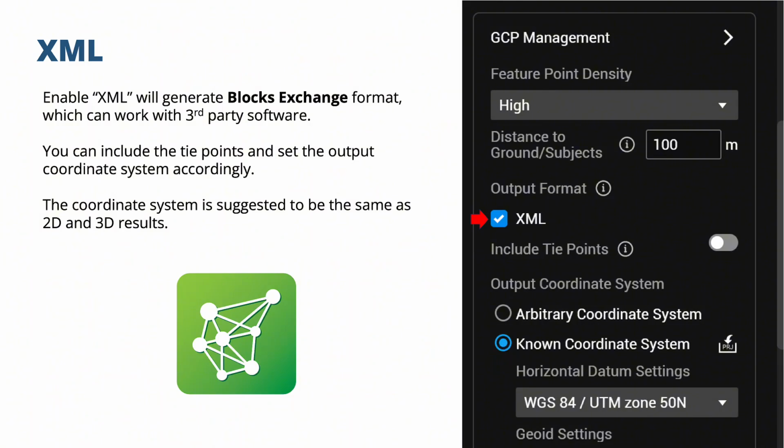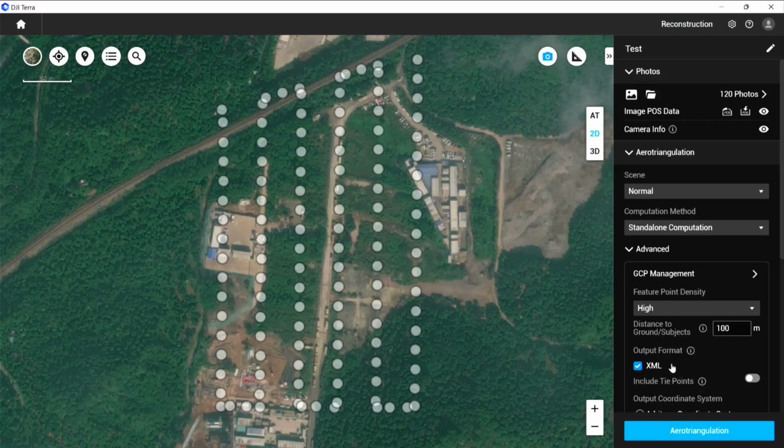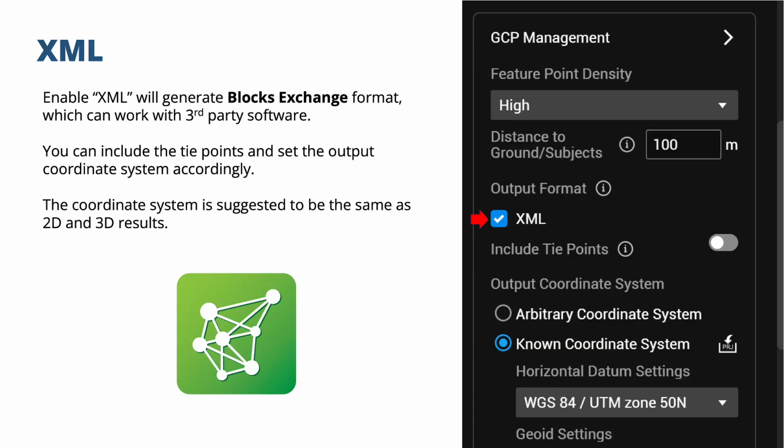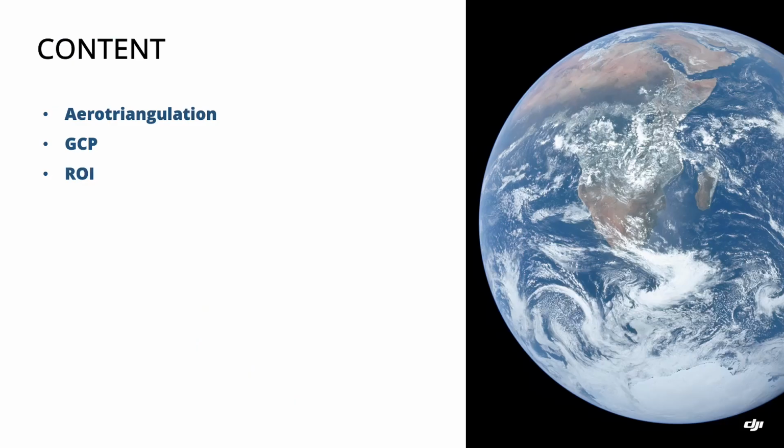The output result of the aerotriangulation will be in DJI Terra format by default. You can enable XML, which will generate the blocks exchange format, and you can define its coordinate system to work with third-party model repair software. It is recommended that the coordinate system be consistent with the 2D and 3D reconstruction coordinate systems. Next, we are going to talk about GCP.